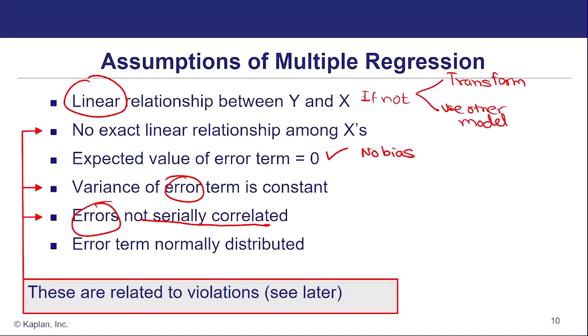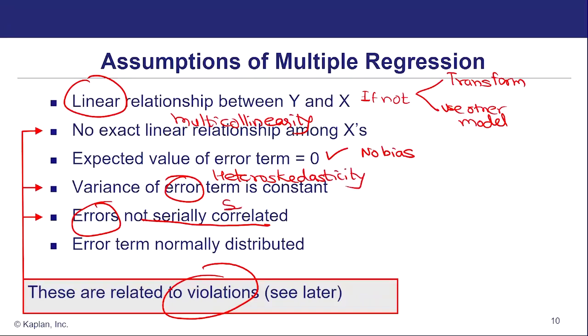So once again, the three violations that we are deferring, which we'll cover in a lot more detail, are multicollinearity, heteroskedasticity, and serial correlation. Those are three assumptions that we're going to spend more time on later on.